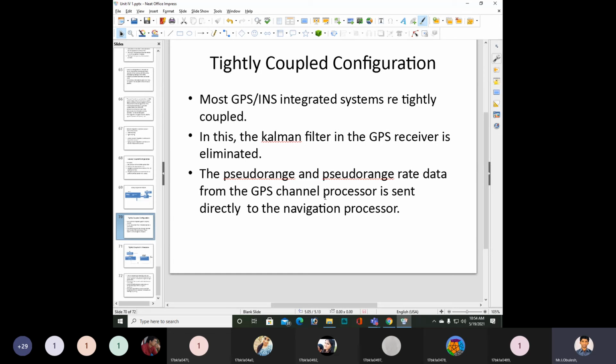The pseudo range and pseudo range rate data from the GPS channel processor is sent directly to the navigation processor.